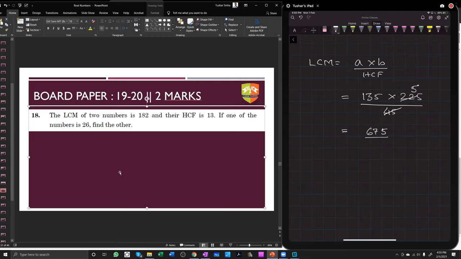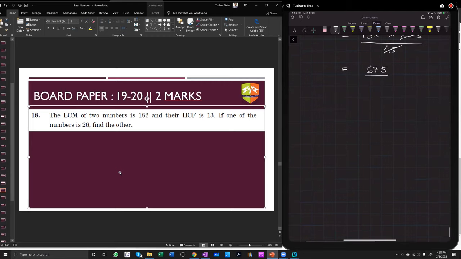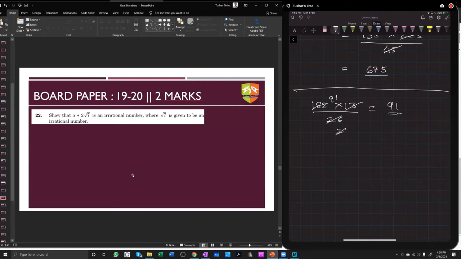Yes, very easy. Again, in this question also, 182 is the LCM and this 13 is the HCF. Divided by 26 will be the answer. So, twice 91. So, 91 is the answer. Very good.